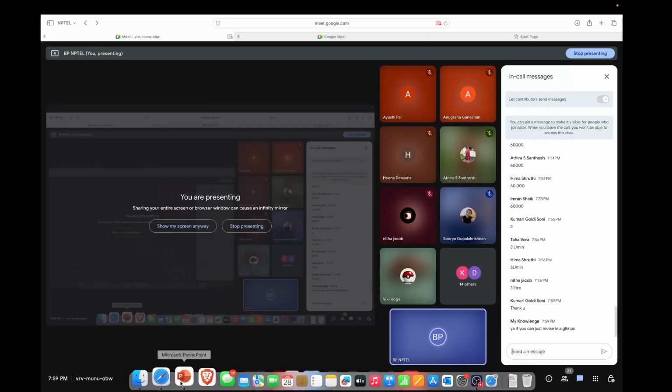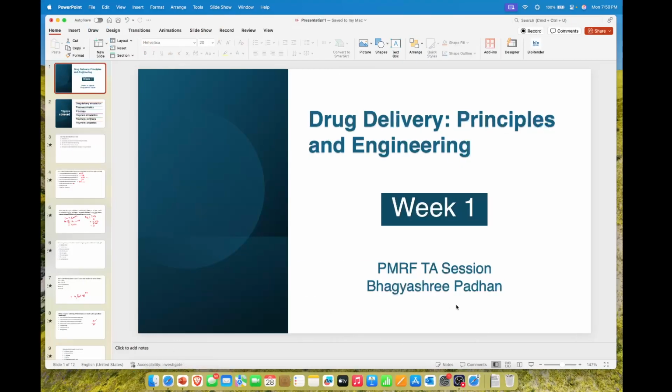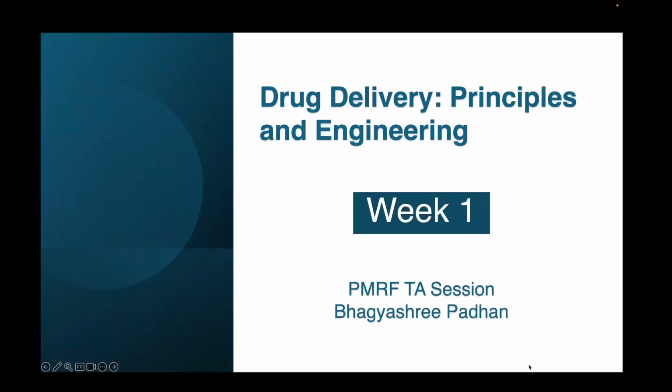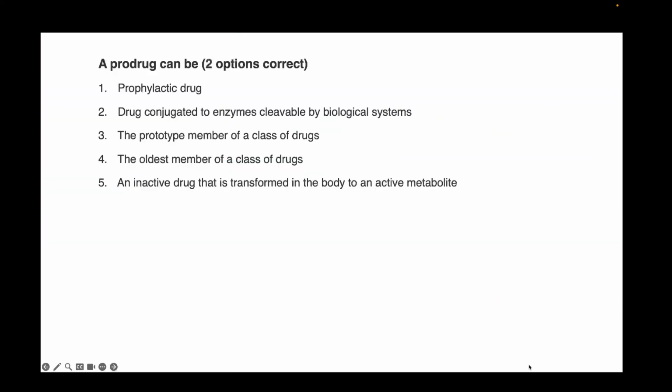Yes, I'll go through the questions again. Okay. So this was the first question that we discussed today. Which of the following two options are correct for a prodrug?